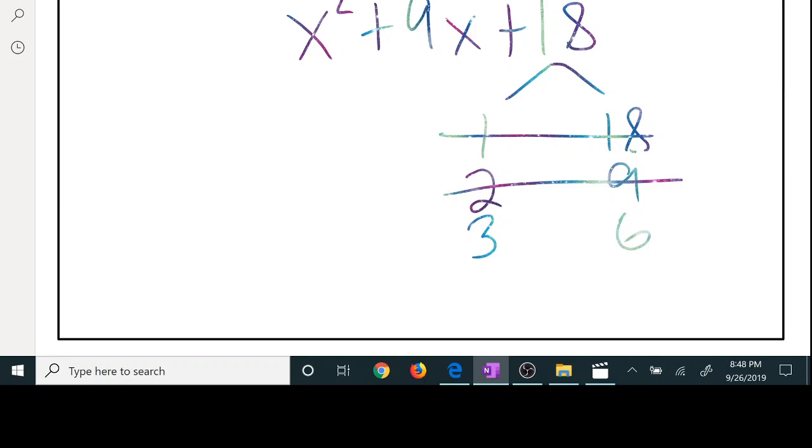And it is. 3 plus 6 is 9. So it works. 3 times 6 is 18. 3 plus 6 is 9, positive 9. So I'm done. Throw x's in front, and that is it.